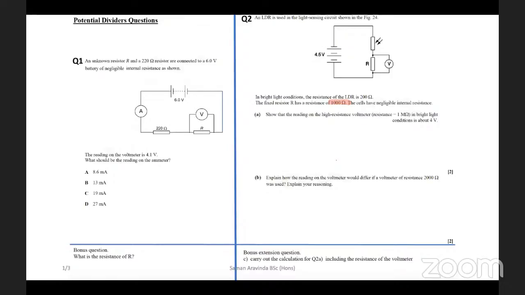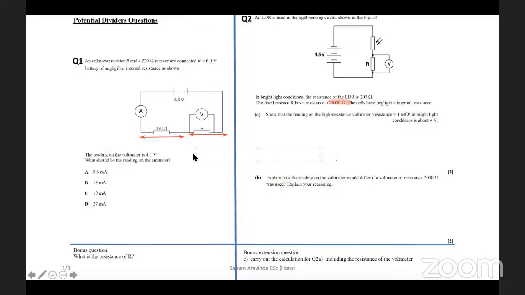What is the R? You should have found the R. R I found, yeah, R 475. So how do we get it? We know the voltmeter reading is 4.1. That means across 220, it will be 6 minus 4.1. So then we can use the potential divider principle.